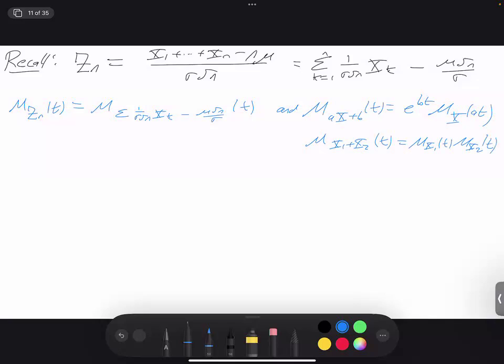So what we can do is we can use this to simplify things a little bit. The moment generating function of Zn is going to just be e to the minus mu square root of n t over sigma, the moment generating function of the sum 1 over sigma square root of n xk of t. I'm just using first the fact that b is negative mu square root of n over sigma. Now I'm going to use the moment generating function of the sum as the product, and each one of them is going to just be a 1 over sigma square root of n.